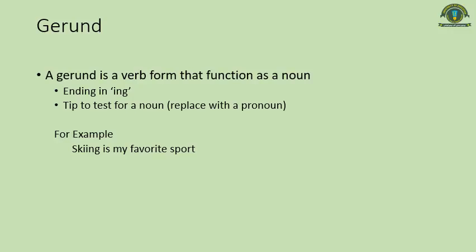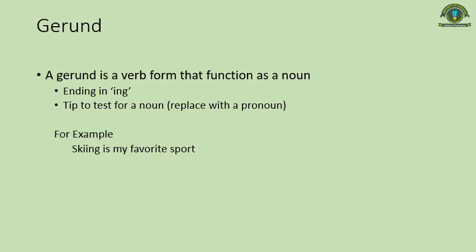Let's look at the gerund. A gerund is a verb form that functions as a noun. A gerund is easy to spot because it is a verb ending in -ing. Gerunds can be subjects, objects, or subject complements in sentences. One good trick to test any noun or part of speech functioning as a noun is that we should be able to replace it with a pronoun.